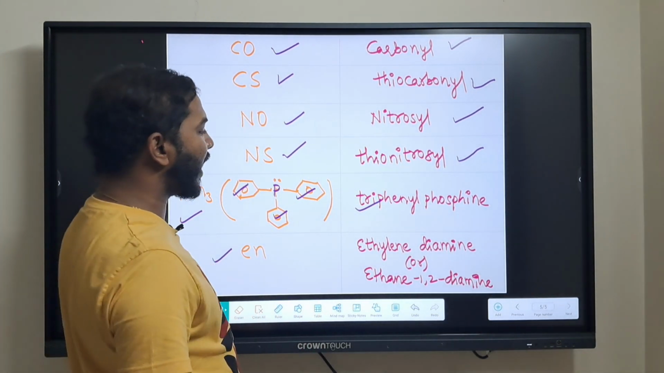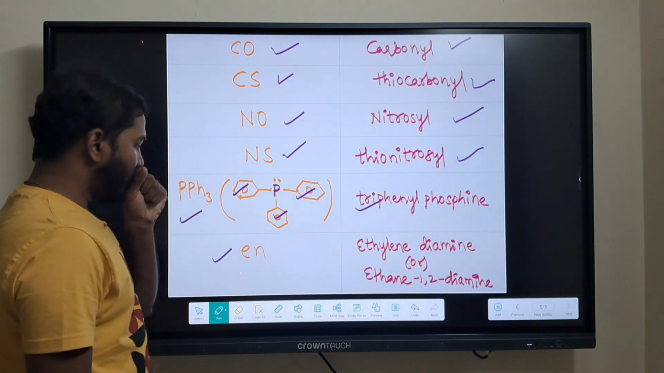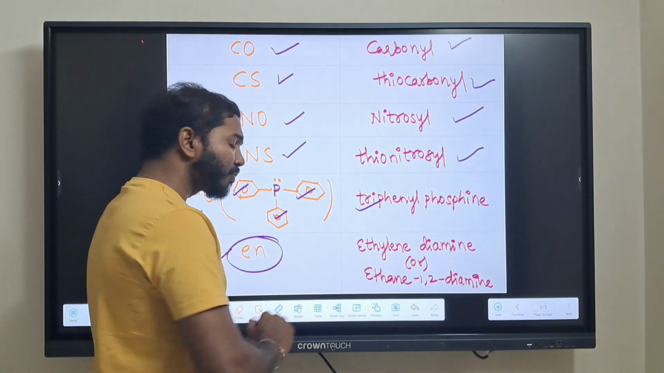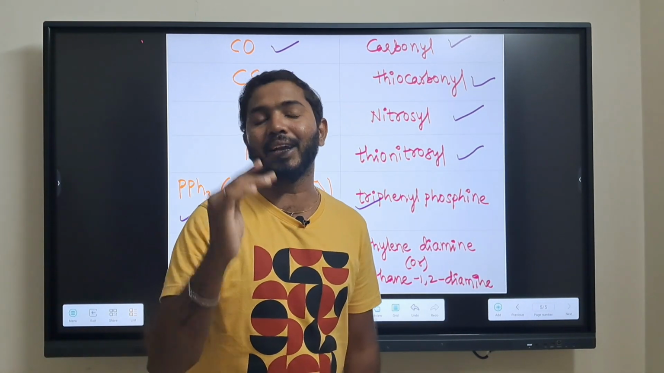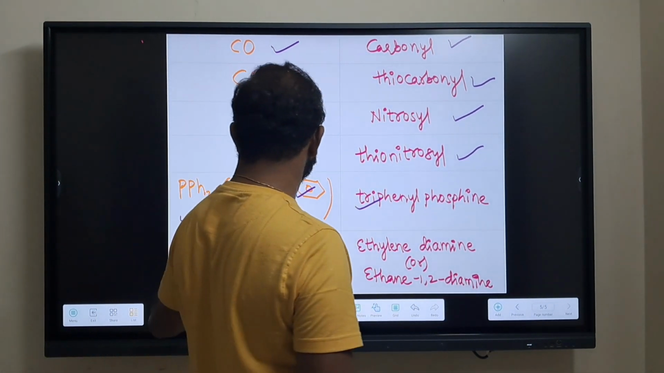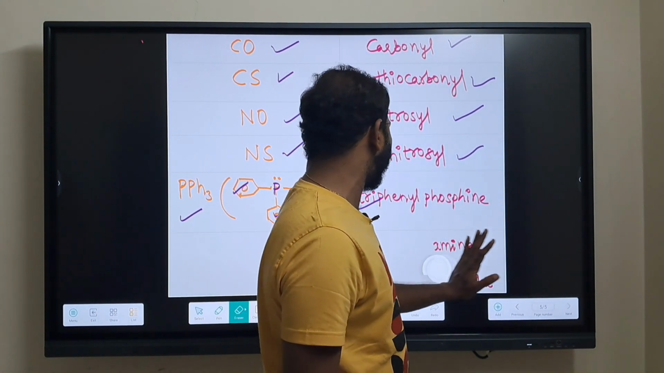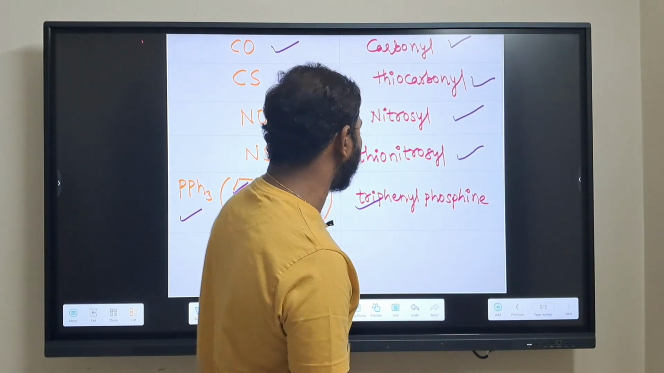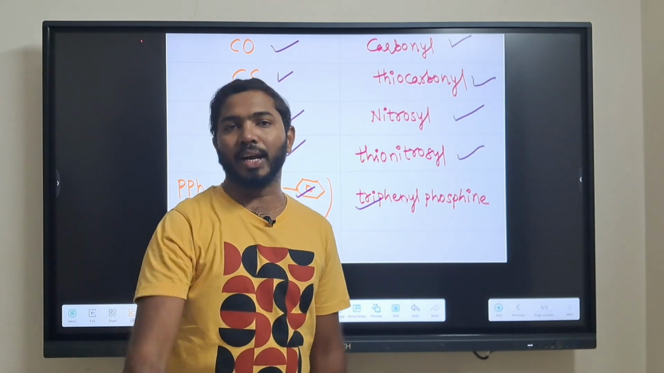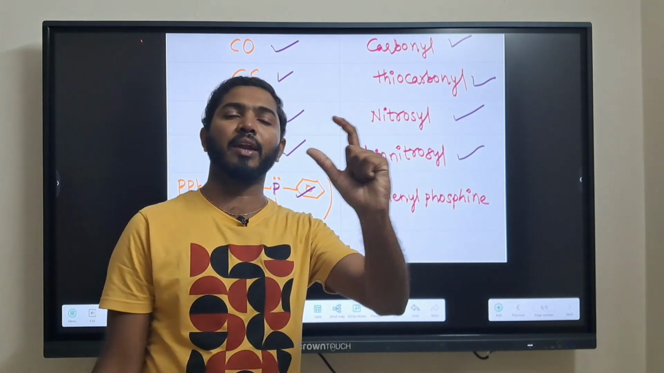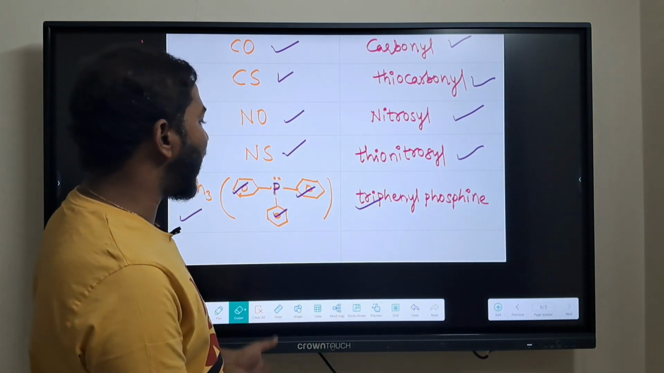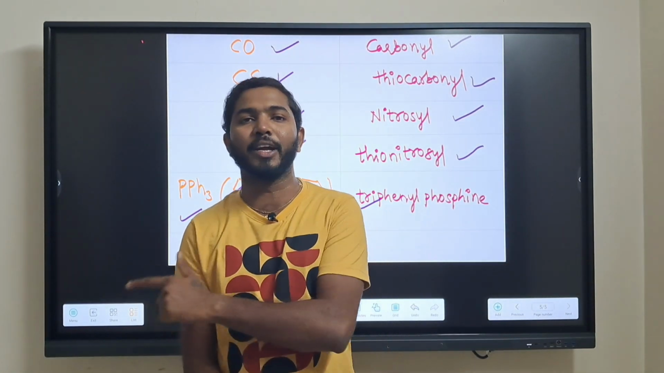When it comes to en, this actually comes under the neutral bidentate ligands. en is ethylenediamine, and it comes in the neutral bidentate ligands. That particular en can form two dative bonds, right? So we can say that en is a neutral bidentate ligand.